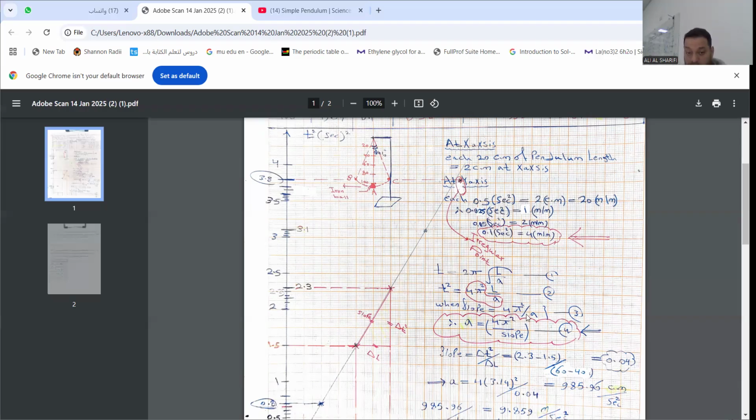This equation is important. It explains the relation between slope and acceleration, and why this equation is very important. By that, I can calculate the slope from the curve. Then I will have just one unknown value in this equation, which means I can calculate it by saying acceleration equals 4 pi squared divided by the slope.